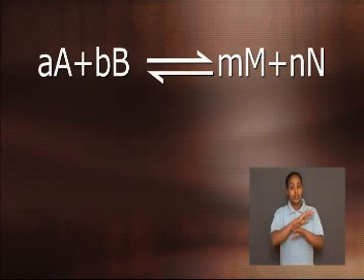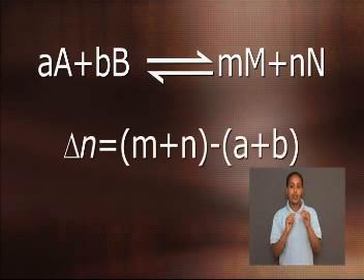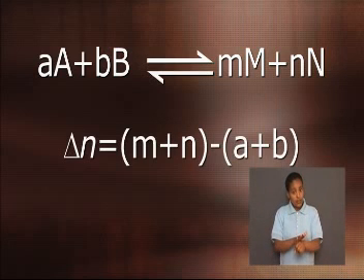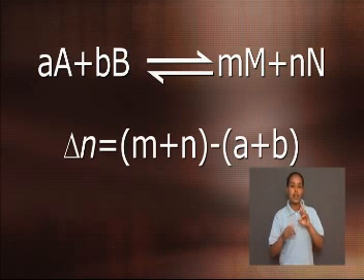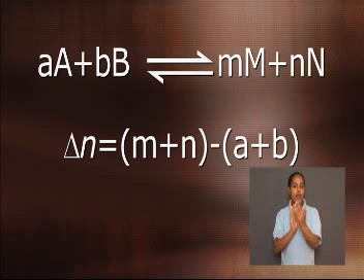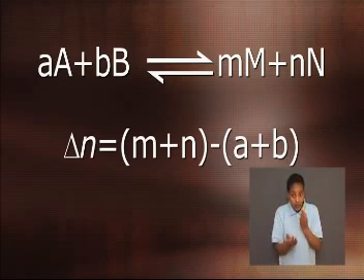For a general reaction, the equation looks like this. The effect of pressure is decided by a change in N. If the change in N is greater than 0, then the total moles of products are greater than the total moles of reactants. If the pressure is lowered, the reaction will favor a forward direction. More products will be formed at equilibrium if the pressure is lowered.